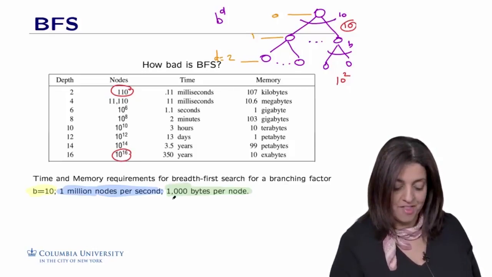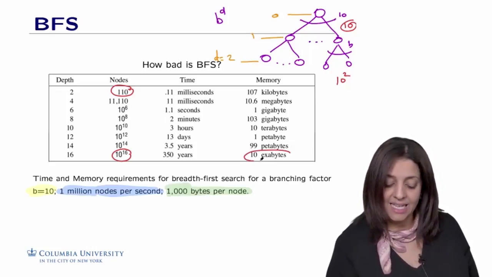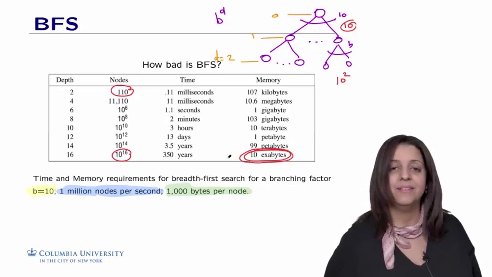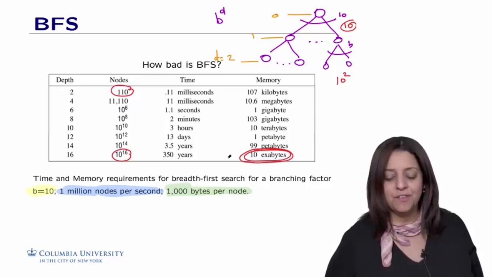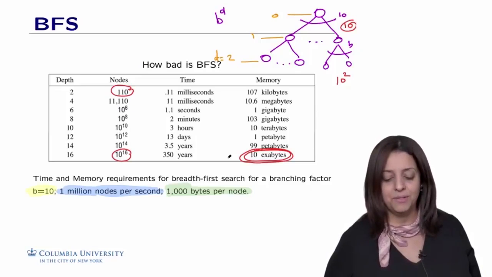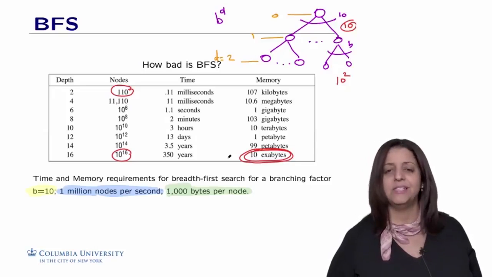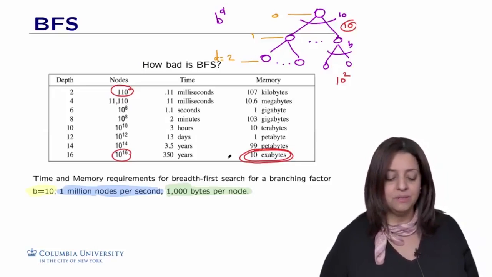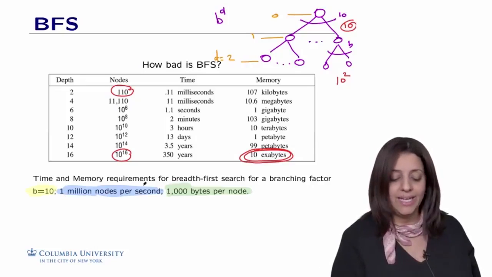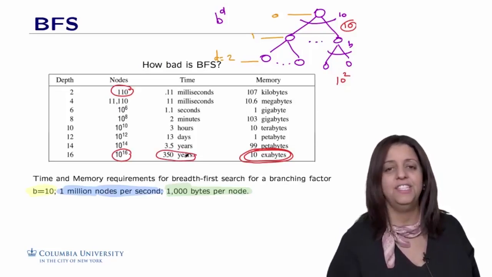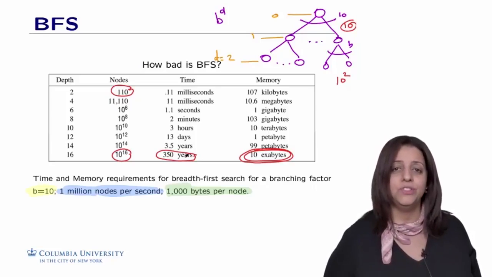Given that each node will have 1,000 bytes to represent it, that's going to represent 10 exabytes of memory requirement. That's huge, and none of today's computers have this capacity in memory. How about the time? Maybe the time is better? No, it's also exponential. So time is also B to the D, and if 1 million nodes are processed per second, we're going to end up with a time of 350 years to do a full breadth-first search and reach a depth of 16.